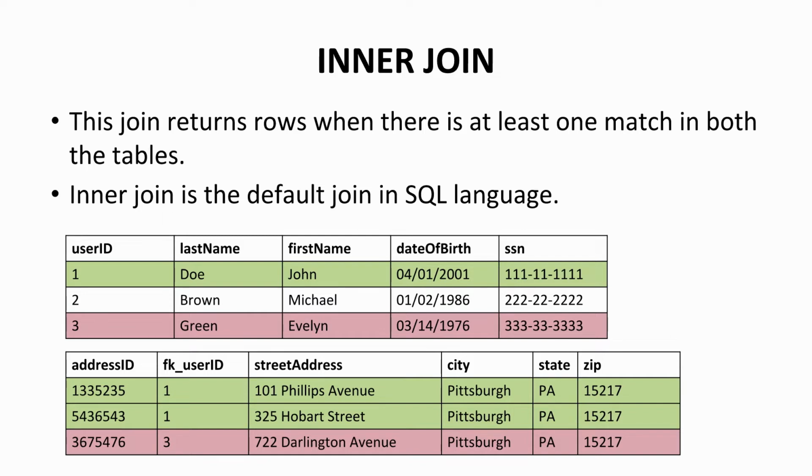Whenever we join 2 tables in SQL or in Pandas, by default the result set only contains the rows that exist in both tables. This is called an inner join. So if user ID 2 doesn't exist in this table, then it's not going to appear in the final data set.